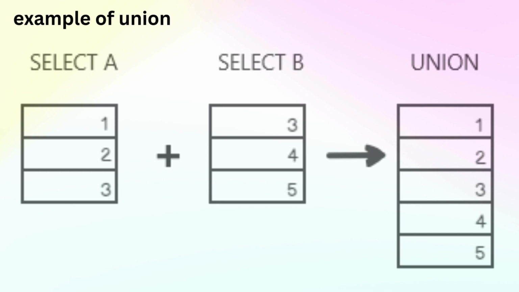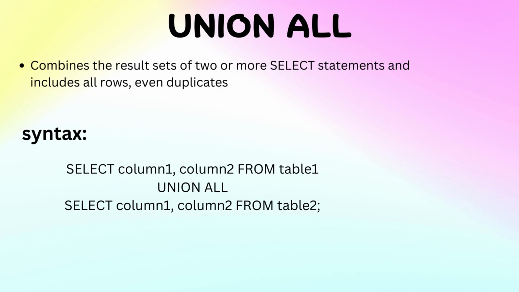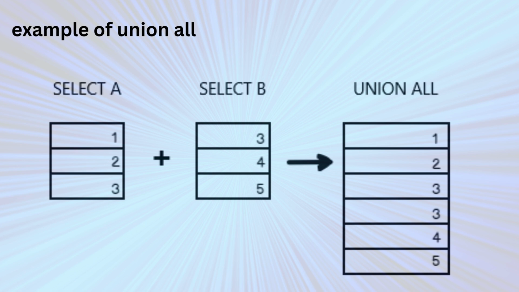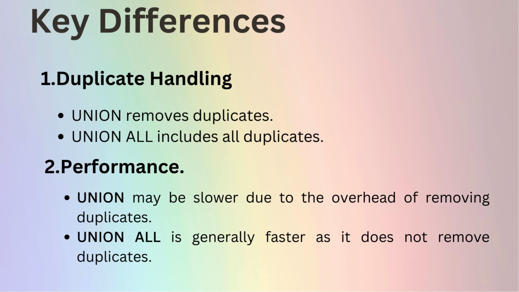UNION ALL combines the result sets of two or more SELECT statements and includes all rows, even duplicates. In the example of UNION ALL, the result will be a combination of table A and table B without removing duplicates. Key differences. Duplicate handling.